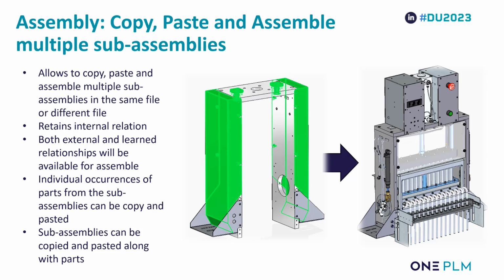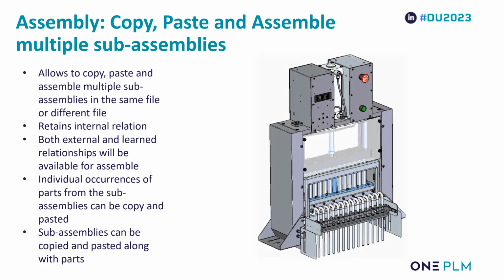So on this image, the green highlighted, you can see there's 4 screws on each of those sheet metal components, and there's also a sub-assembly. There's a little bearing on the top, which is actually a sub-assembly, so it retains all those relationships within those parts. Individual occurrences of parts from the sub-assemblies can also be copied and pasted as well, so we don't need to choose them from what we class as the active level. Sub-assemblies can be copied and pasted with parts. We'll see that in the video in a minute.